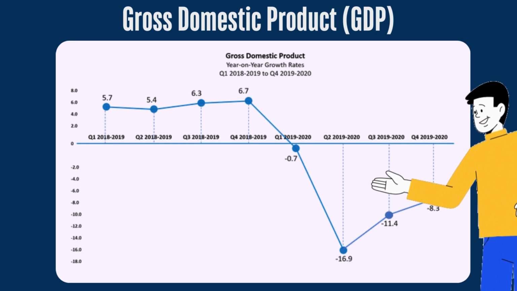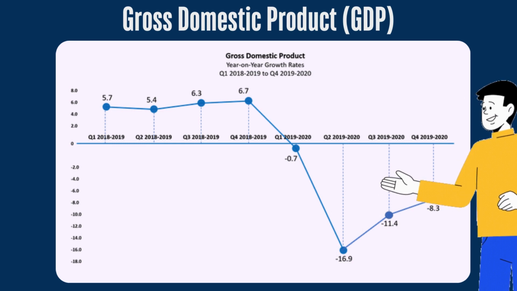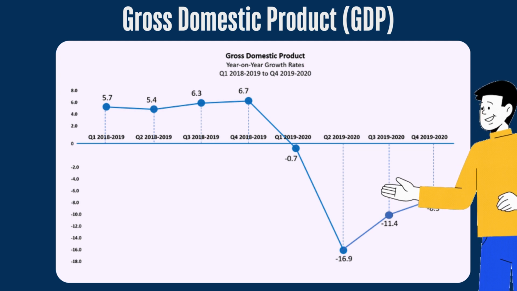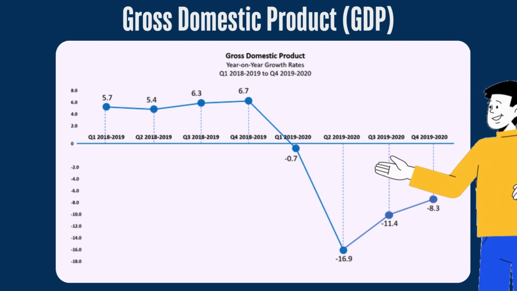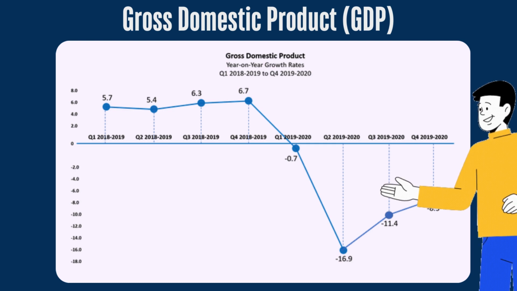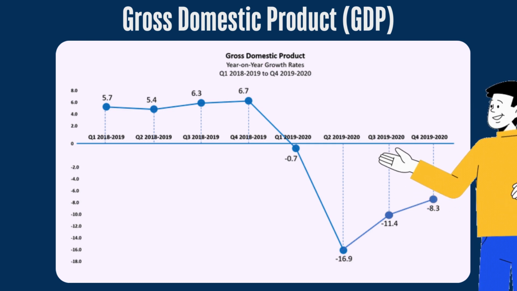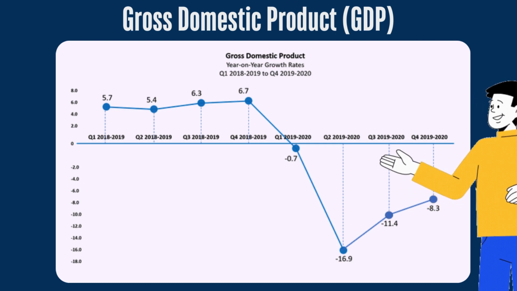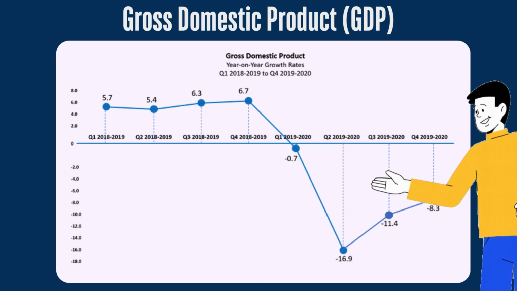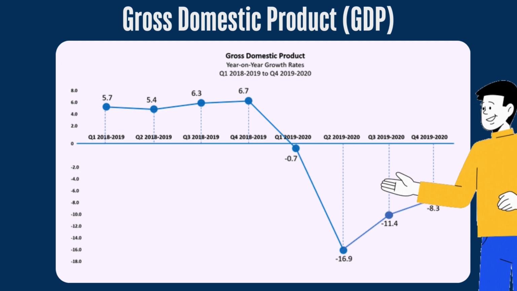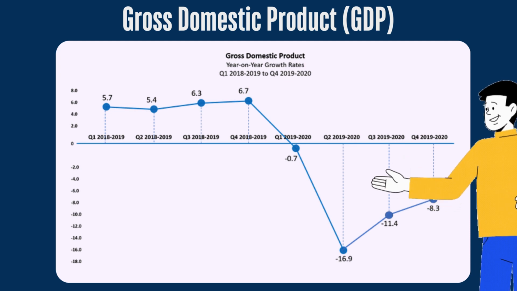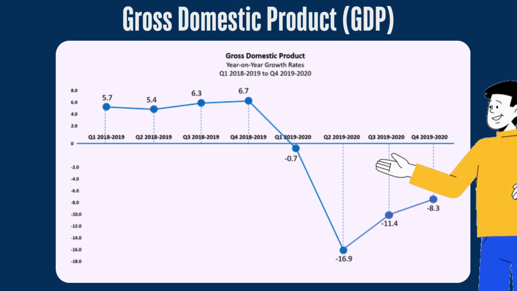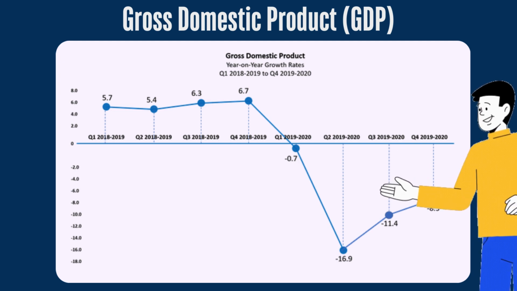The last is Gross Domestic Product or GDP. GDP is a measure of an economy's size. It represents the monetary value of all final goods and services produced within a country during a year. GDP is calculated by summing up all items purchased in the economy, categorized into 4 broad expenditure groups: consumption spending, investment, government spending, and net exports. Here's the example of GDP graph.